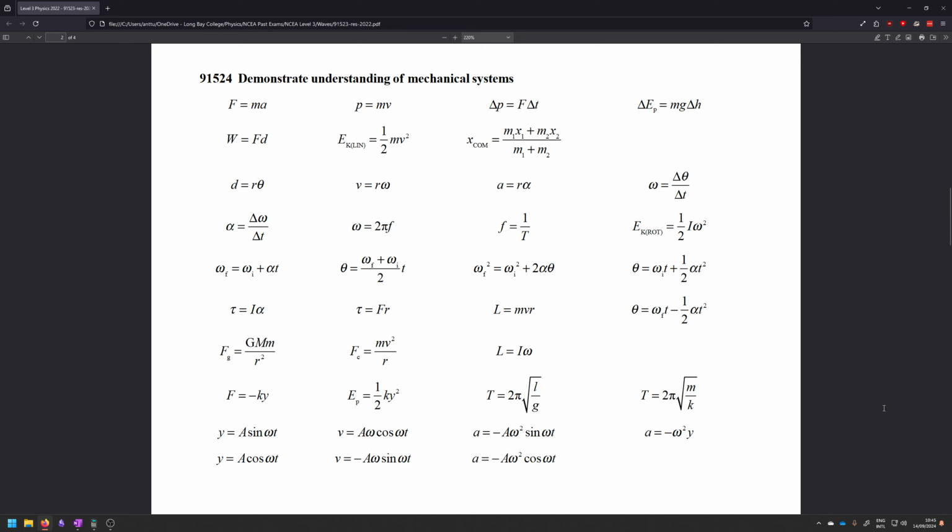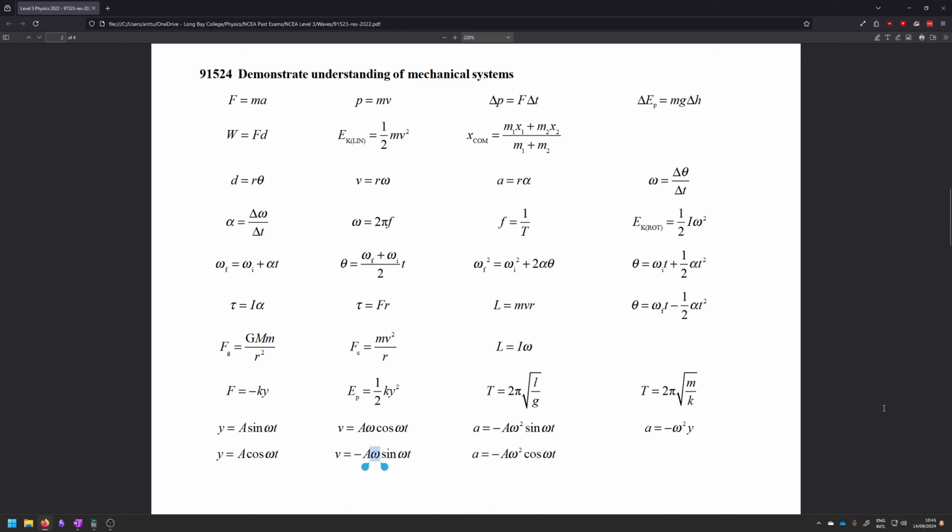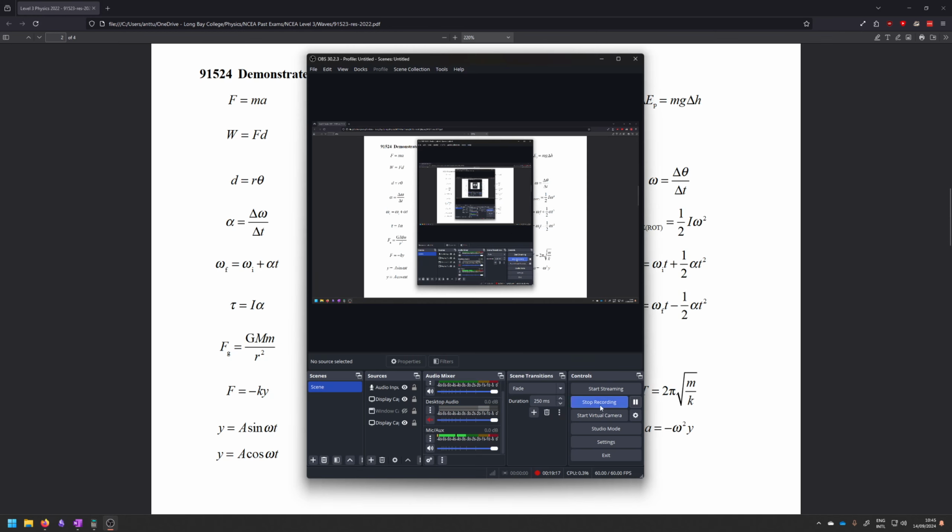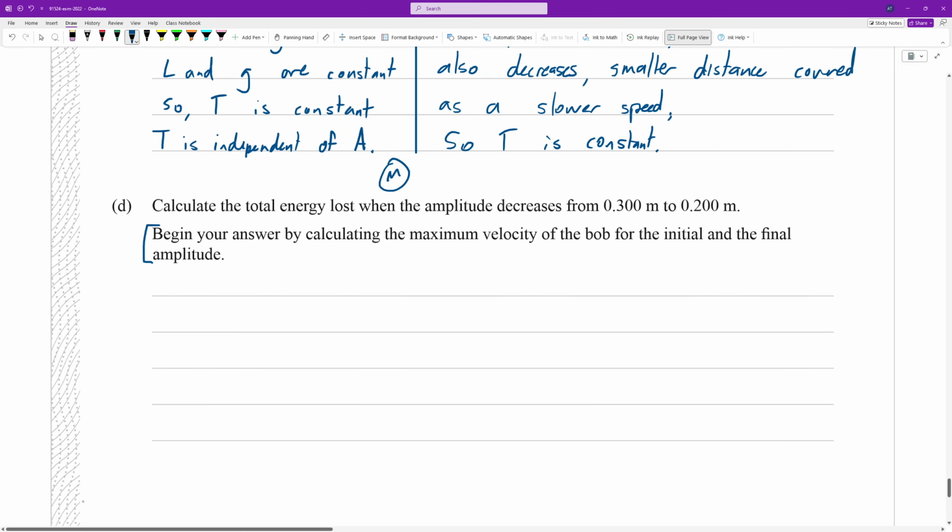So in the bottom two rows are our simple harmonic motion equations. We can look at the velocity column here, and recall if it was released from maximum, we're looking at the bottom row. So V equals negative A omega sine omega t. And so V max, well, let's just write out V equals negative A omega sine omega t.